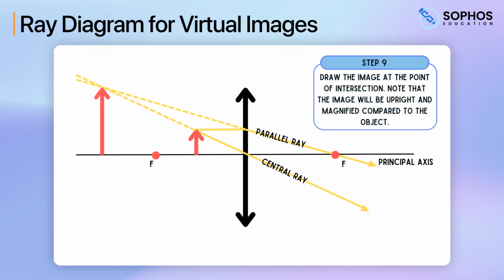It will be an arrow pointing upwards, showing that the image is upright. The virtual image produced by the convex lens is upright and magnified compared to the original object. This means the image will appear larger and in the same orientation as the object, but positioned on the same side of the lens. By constructing ray diagrams in this manner, you can visually and accurately determine the properties of images formed by convex lenses.